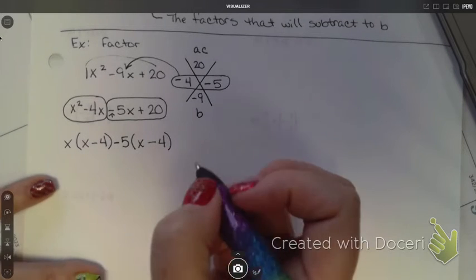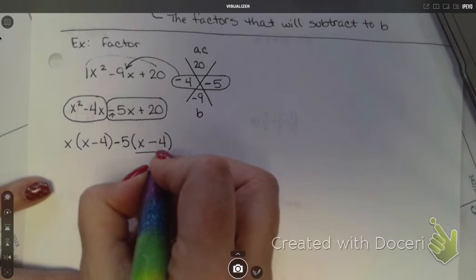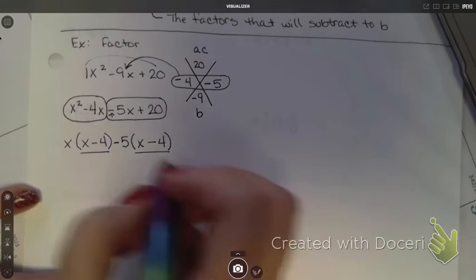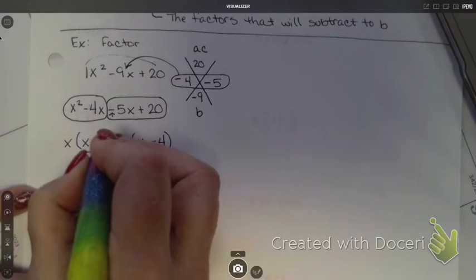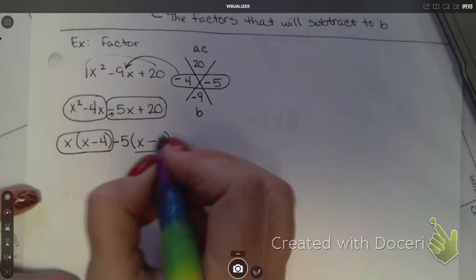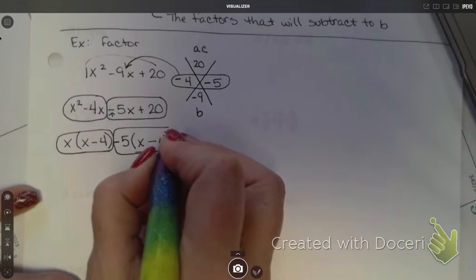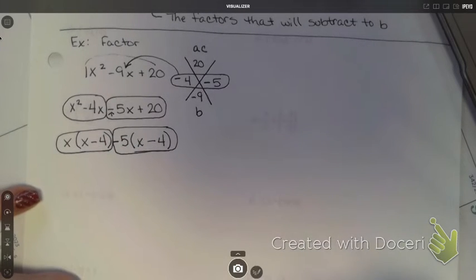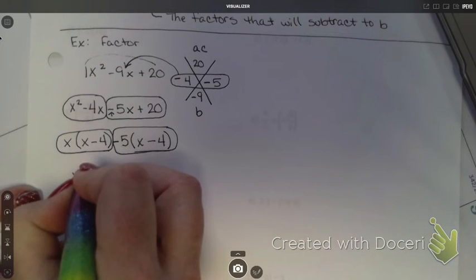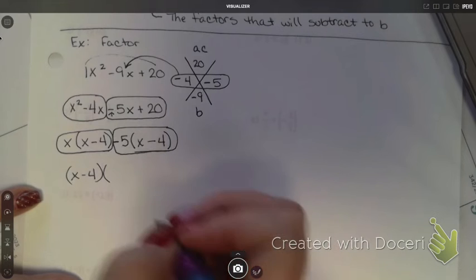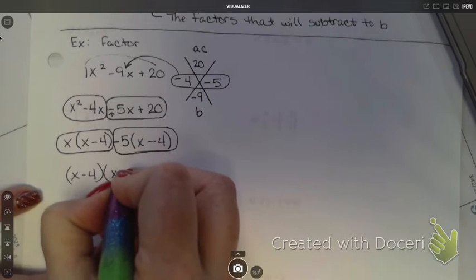Now, I know I'm on the right track if my 2 quantities are the same. Are they the same? Yes. So now I have one term right here and one term right here. What do they have in common? The x minus 4. So I have x minus 4 because I'm factoring that out. And what am I left with? X minus 5.